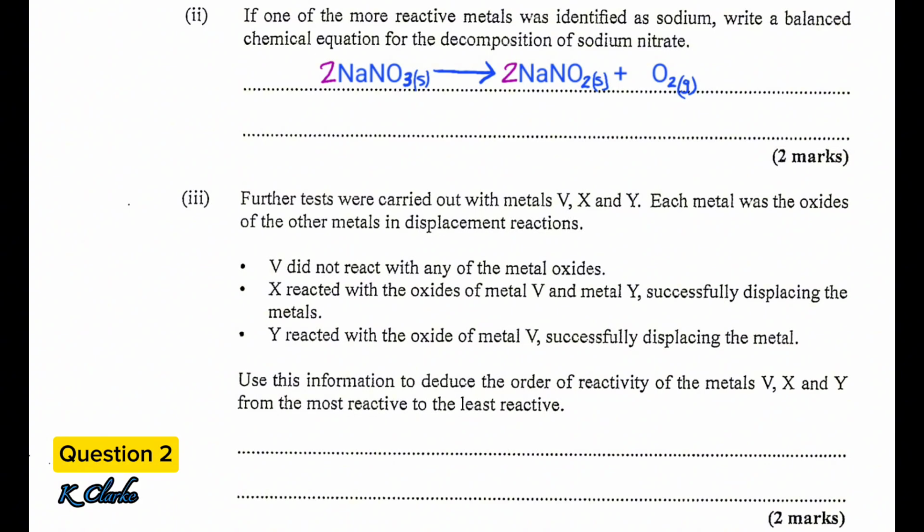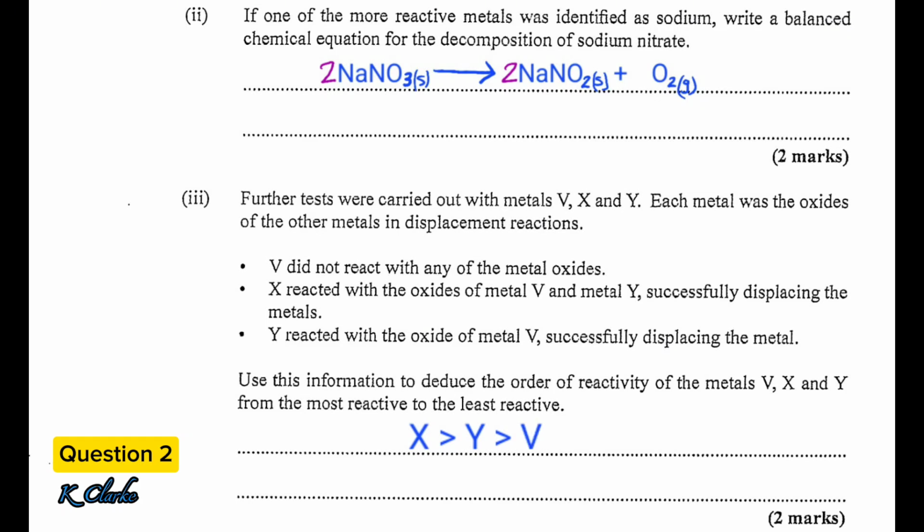Since metal X displaces metal V and Y, X is the most reactive metal. So we write X and then write the greater than sign. Y would be next in reactivity since it reacted only with the oxide of metal V.